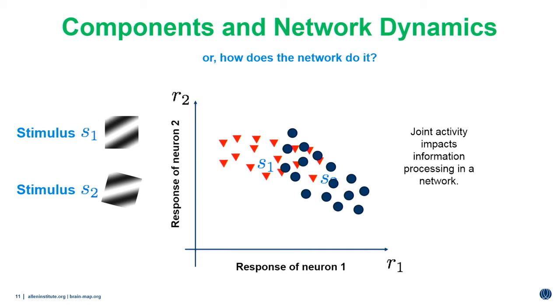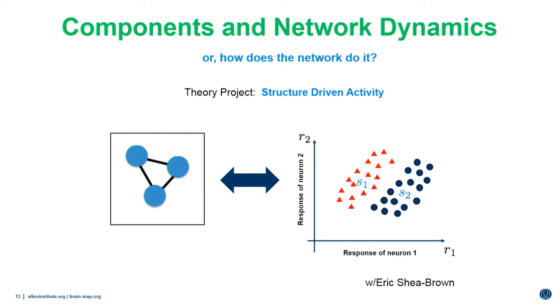I could have had this particular pattern of variability, which means now the population response, if you will, confounds the two particular states. So there's a mathematical theory that we're working on, along with Eric Shea-Brown, to use the mathematics of statistical mechanics to figure out the connection between a posited Wij matrix and the statistics of joint activity, and thus the information processing. We call this the theory of structure-driven activity.